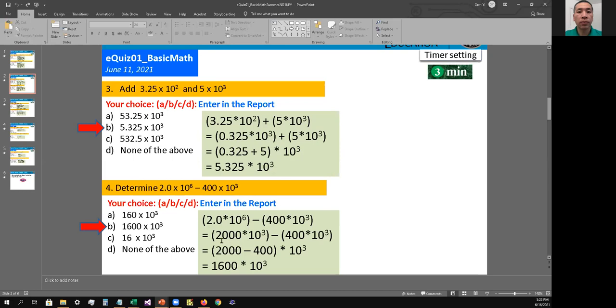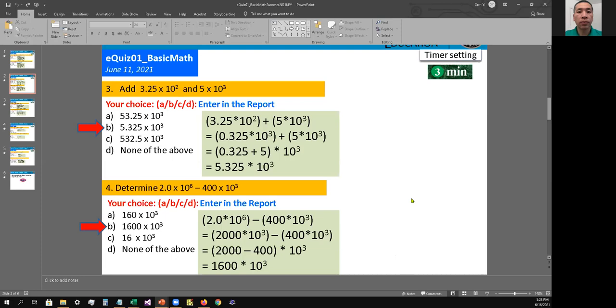Okay, so here we're going to be doing the same thing. So 2.0 times 10 to the 6 minus 400 times 10 to the 3. We can move this one to 10 to the 3 because the answer is all in 10 to the 3. We have to move this one to 10 to the 3 by moving the decimal to the right three times. So from here, 1, 2, 3, the decimal point would be right here, times 10 to the 3 minus 400 times 10 to the 3. Factor out the 10 to the 3 outside, leaving you with 2000 minus 400. So 2000 minus 400 will give you 1600 times 10 to the 3. So the answer is B as in Bob for number 4.